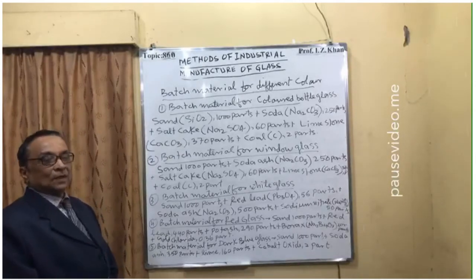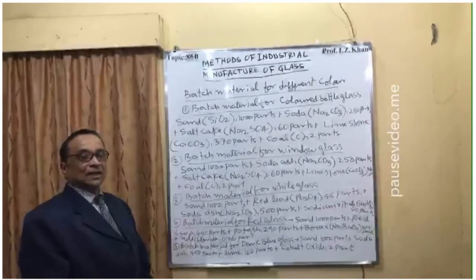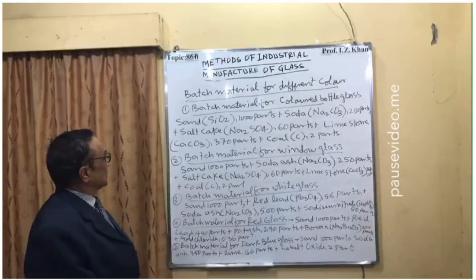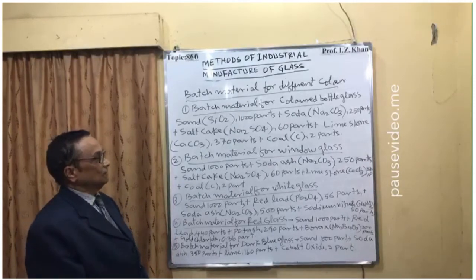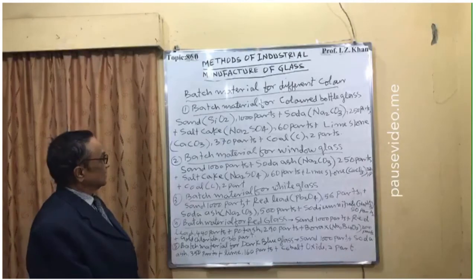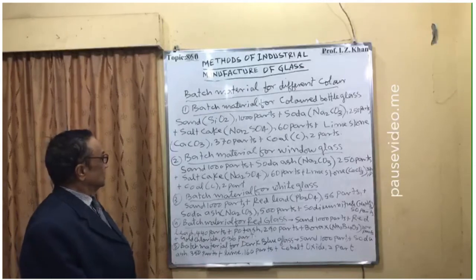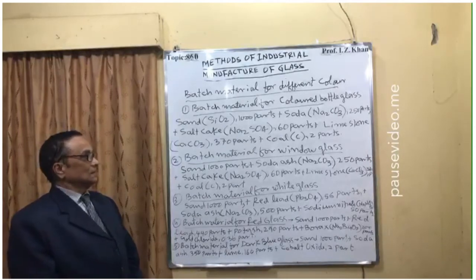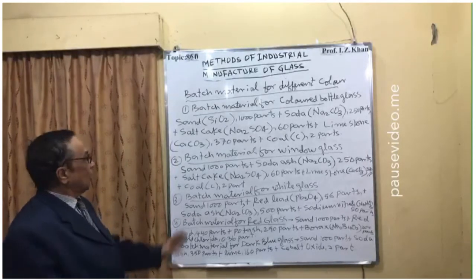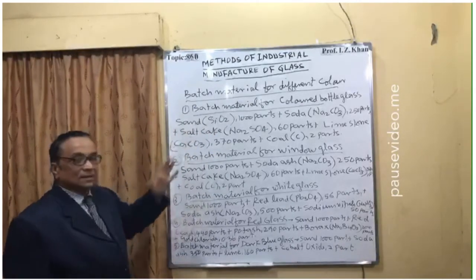Number one is batch material for colored bottle glass. Once we are aiming to manufacture colored bottle glass, because mostly all these bottles are colored, we have to take these ingredients. First is sand, SiO2, 1000 parts, plus soda, Na2CO3, 250 parts, plus salt cake, Na2SO4, 60 parts, plus limestone, that is calcium carbonate, CaCO3, 370 parts, plus coal, that will give carbon, 2 parts. When all these are mixed in this ratio, that batch material will be for colored glass.